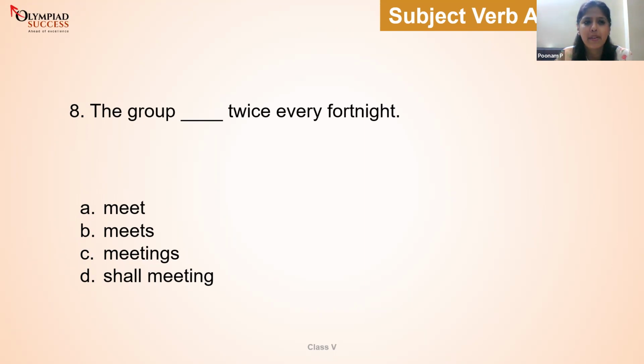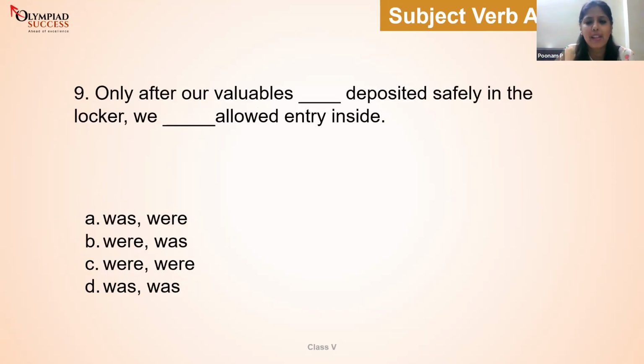The group meets twice every fortnight. Group is a collective noun to be considered as a single unit. Hence, the subject is in singular form, and hence the verb also has to be in singular form. That is meets. Ninth one.